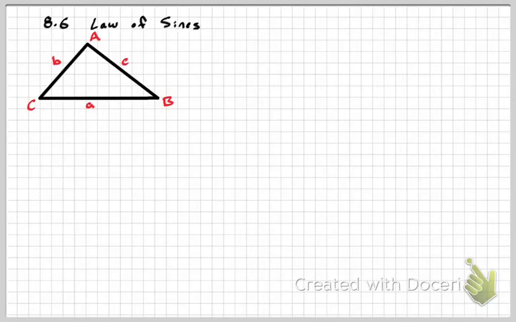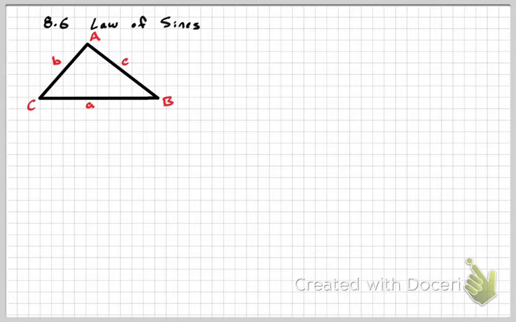Let's get into Unit 8.6. This is when we're going to start using some trig functions for non-right triangles. Notice the way I laid out the diagram in this triangle. I have capital letters for the vertices and lowercase letters for the sides, and the letters are opposite each other. Capital A is opposite lowercase a, and capital B is opposite lowercase b, etc.